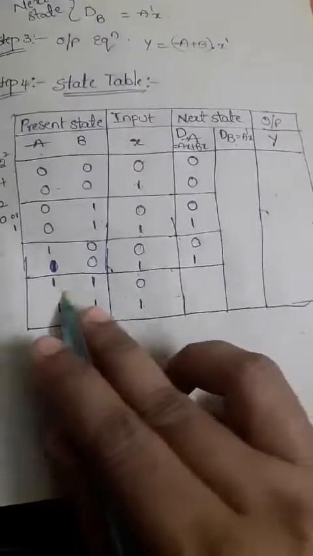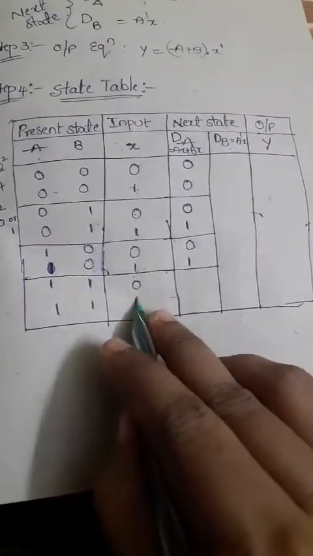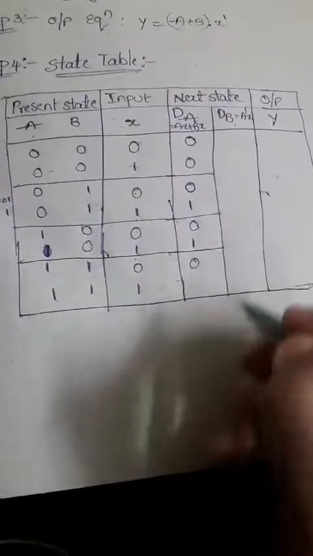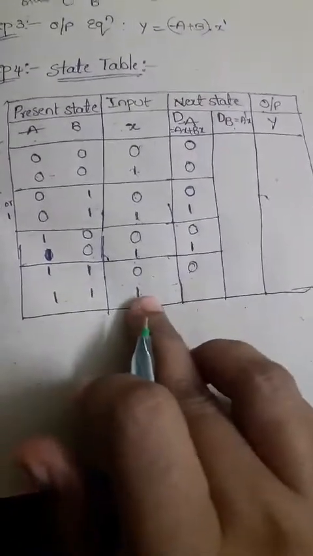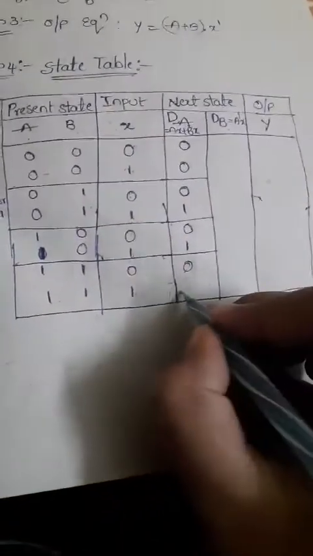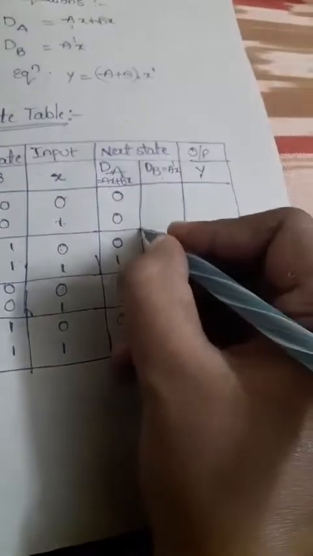Like that. So 1 into 0, 0 plus 1 into 0, 0. So 0 plus 0, 0. 1 into 1, 1 plus 1 into 1, 1. So 1 plus 1, 1. So this is the ax plus bx value. So now coming to the a complement x value.